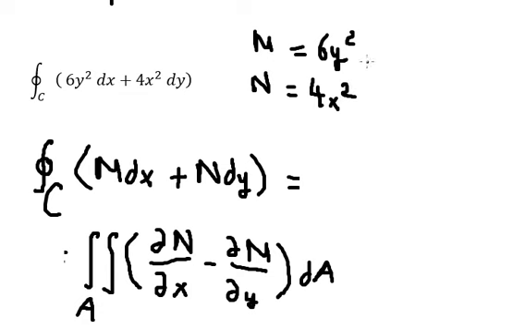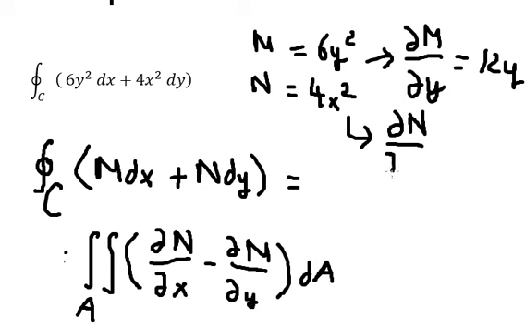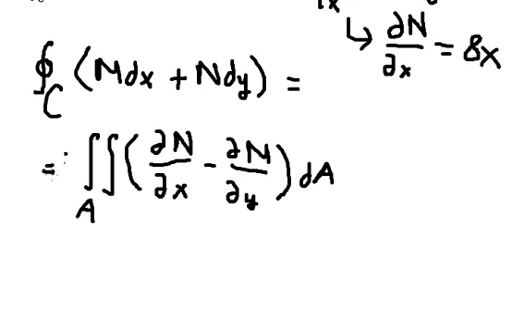Now if we do first the derivative of this one, we have 2y times 6y, number 6 and number 2, we have 12. The next one, the derivative of n with respect to x. So this one we have 2x, number 4 with number 2 we have number 8. Now we put this one in here.